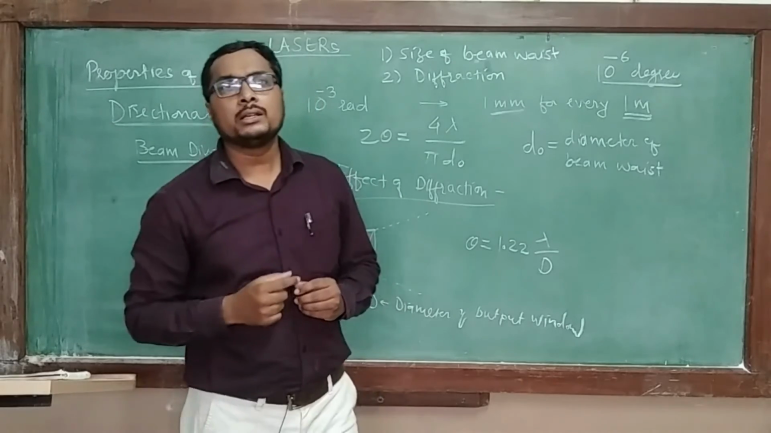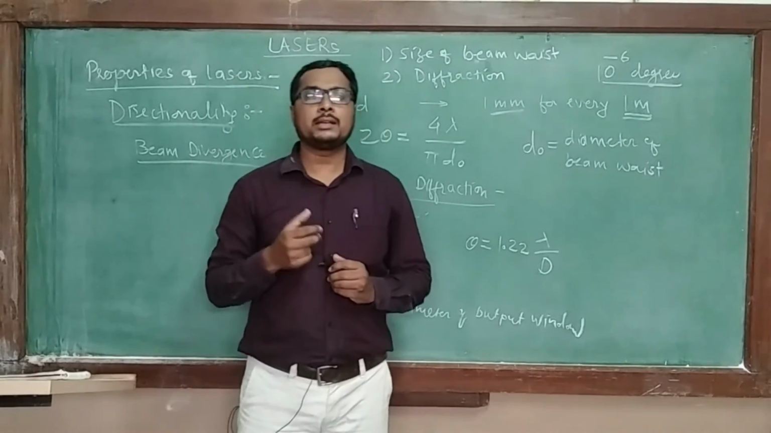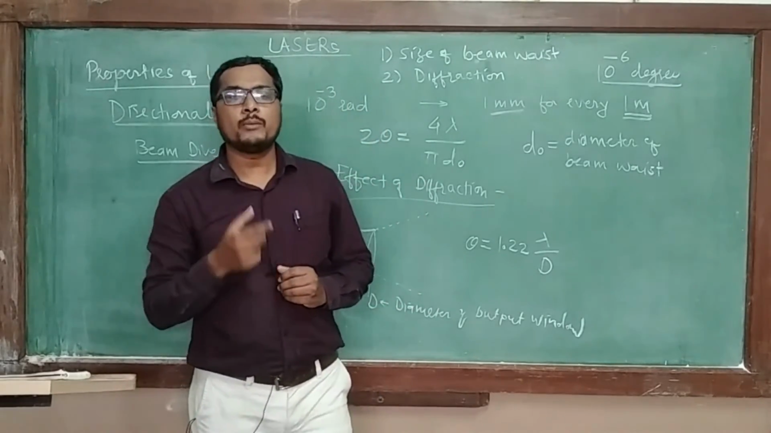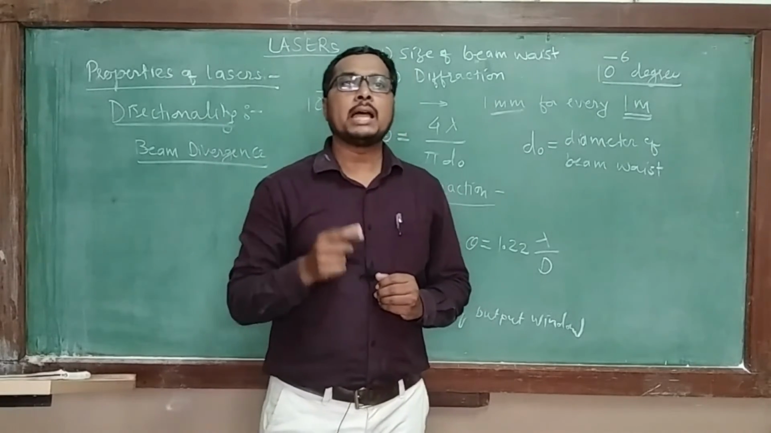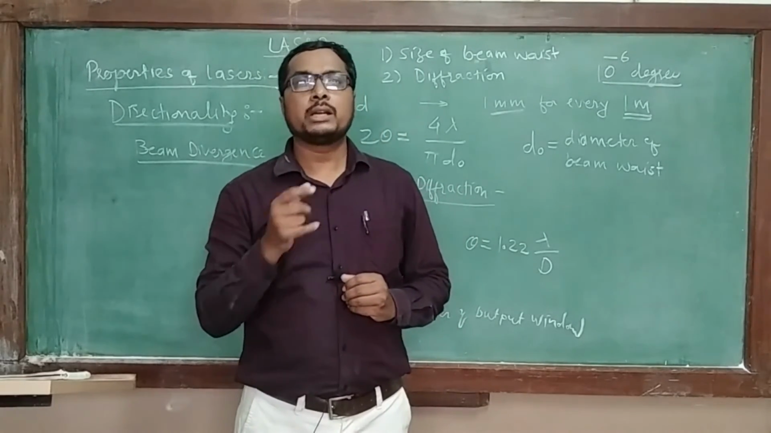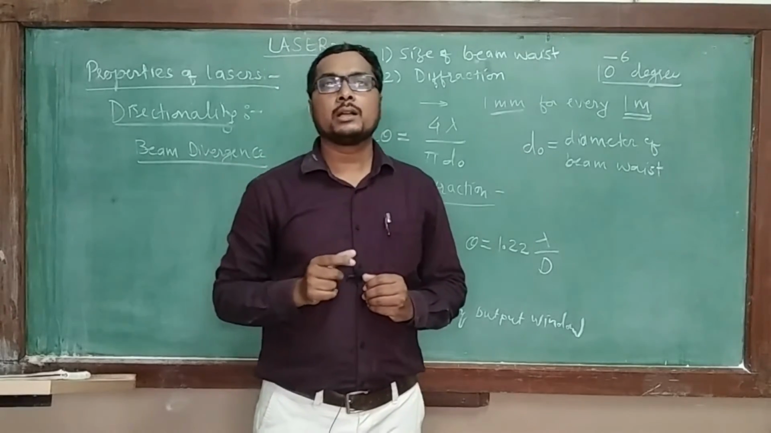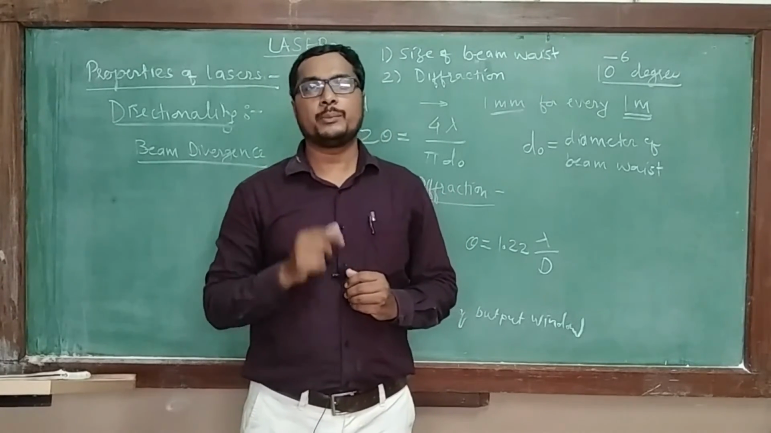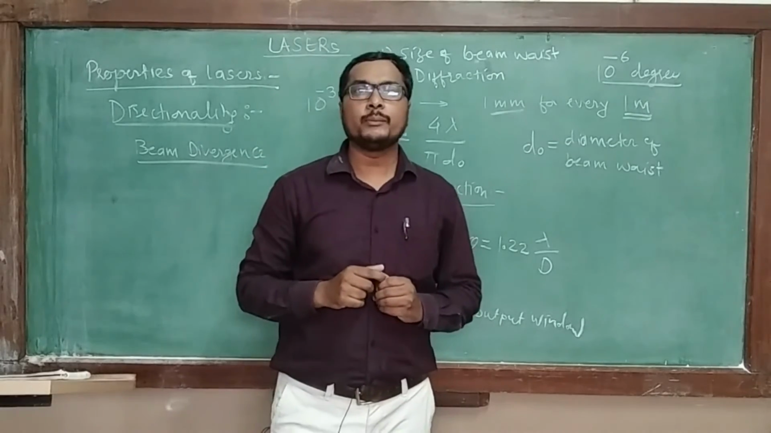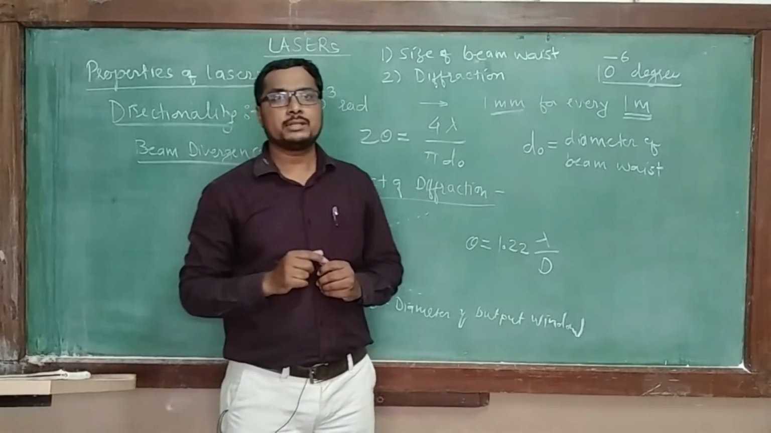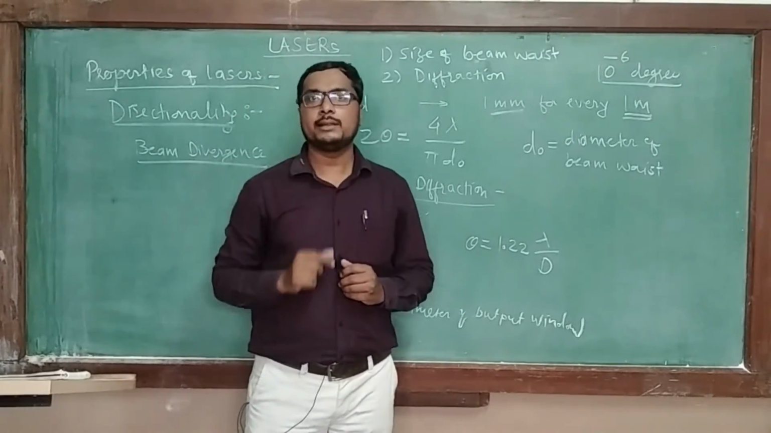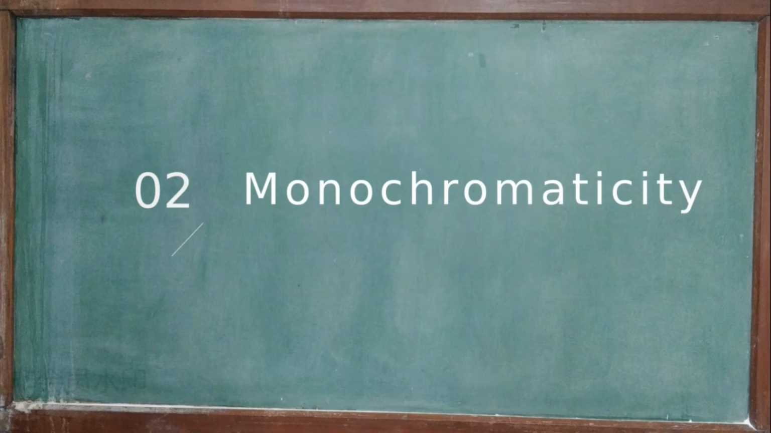For example, if we focus that laser beam from Earth to the Moon, the diameter will increase only by 10 meters after reaching the surface of the Moon. That means very little divergence in the case of large lasers. So let us study another property of lasers, monochromaticity.